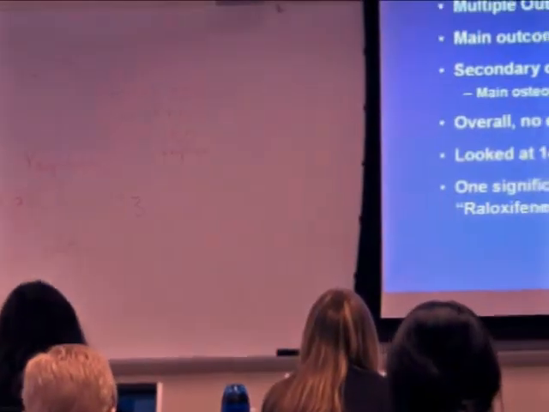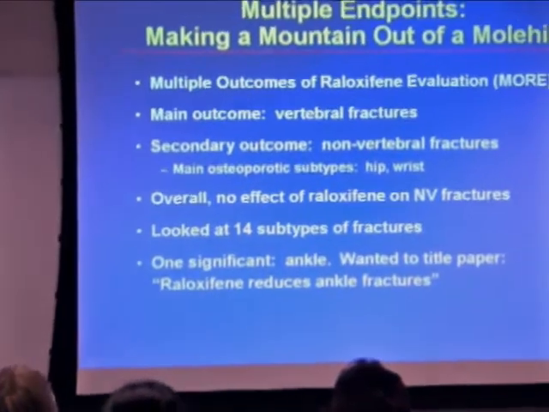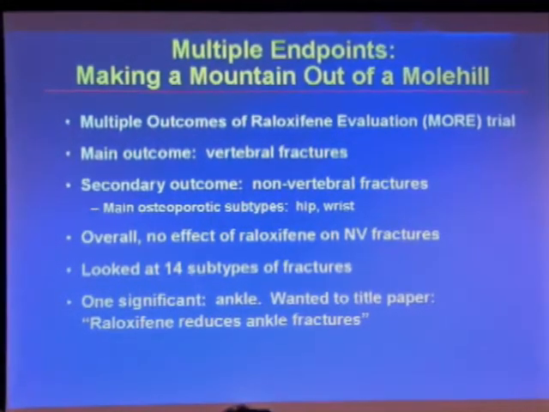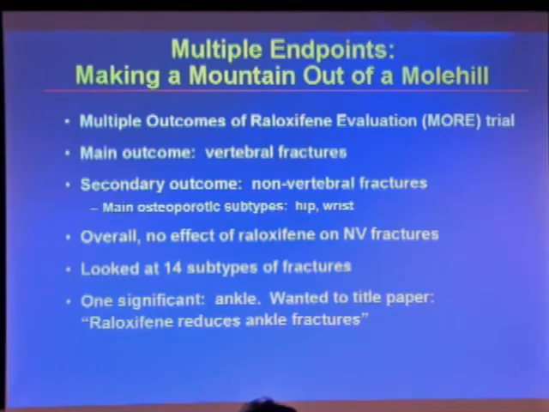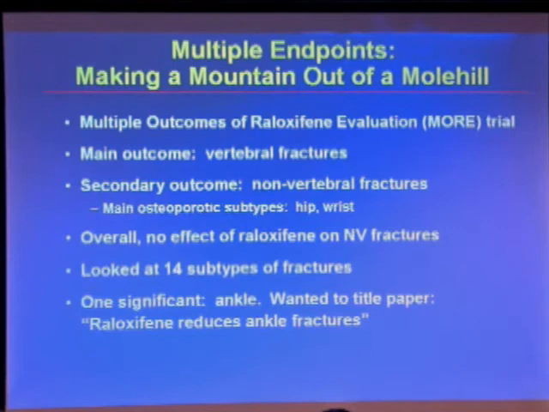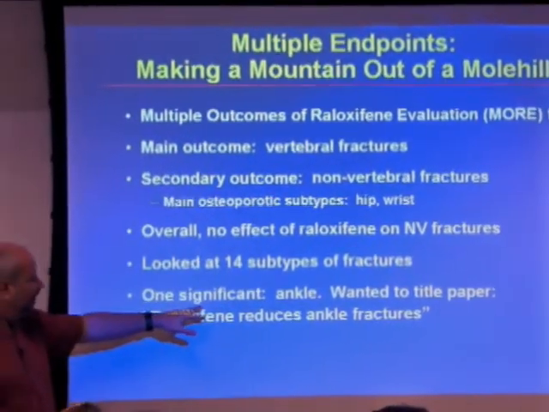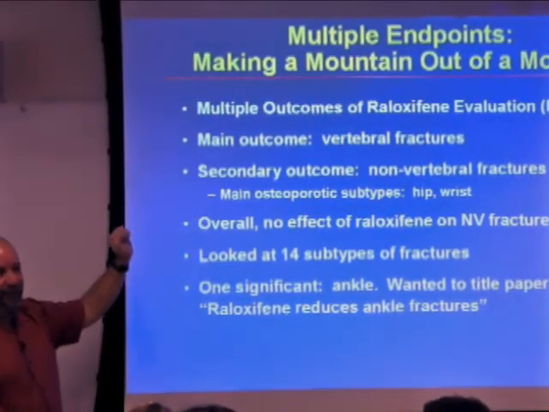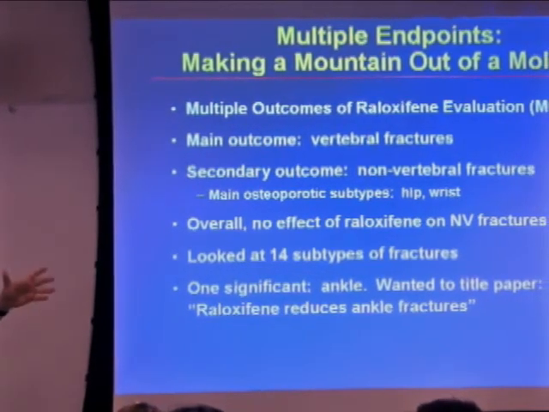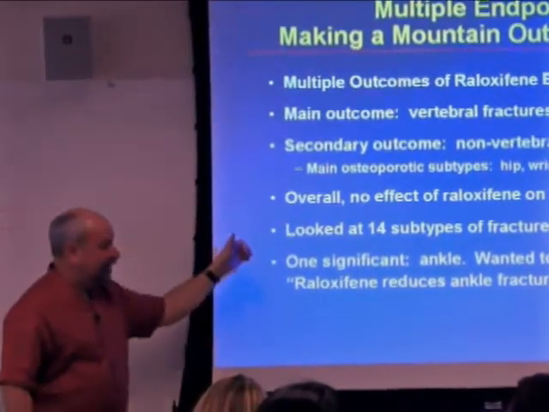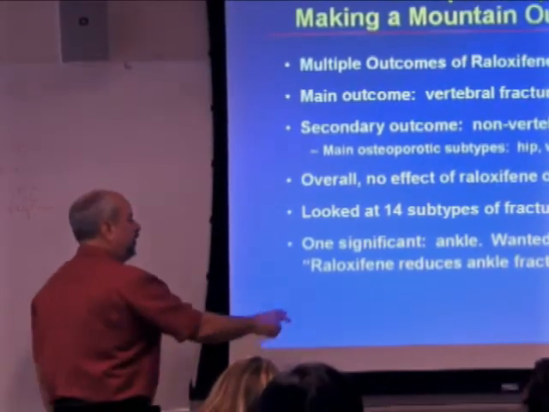A great example that I always have is the MORE trial, a trial of raloxifene, where the main outcome was vertebral fractures, and the secondary outcome was non-vertebral fractures. And then they had 13 different types of non-vertebral fractures. Overall, the effect on vertebral fractures, the main outcome, was fine. But when they looked at non-vertebral fractures, there was no effect overall. It turns out there were 14 subtypes of these non-vertebral fractures, and there was one, ankle fractures, that was significantly different. Well, that's at p of 0.05, and they had almost 20 tests, so you'd expect by chance alone to have one significant finding.